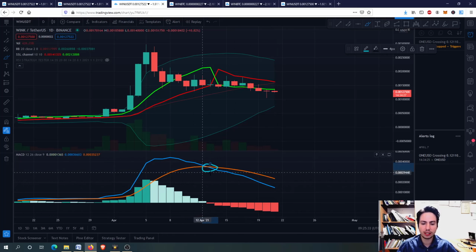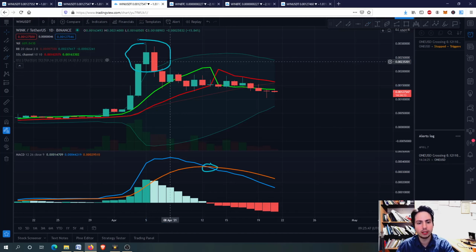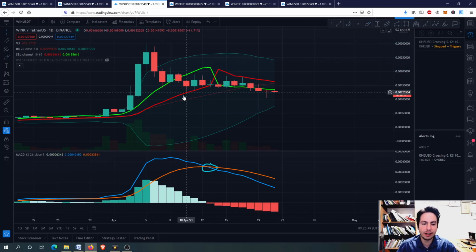But of course, for the daily time frame, we still remain bearish. And when we go above the top of the Bollinger Bands, when we go like this, then we are consolidating. When we extend the top Bollinger Band, we have a very high risk.